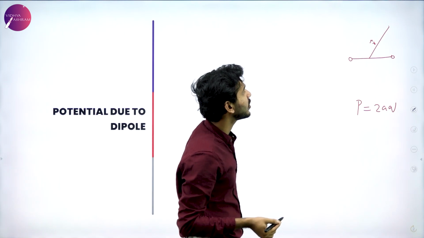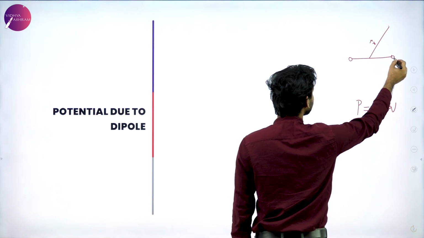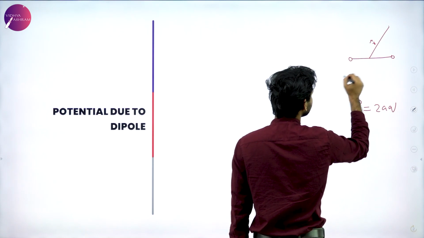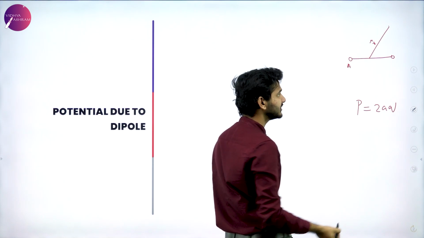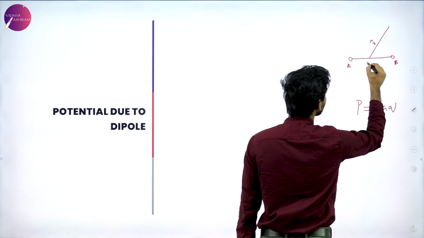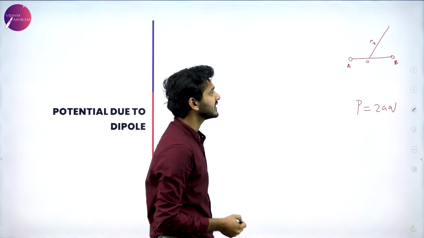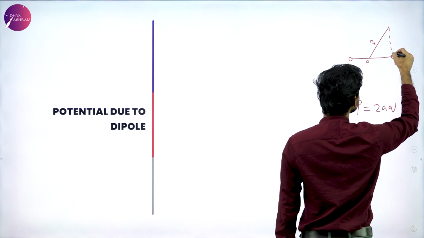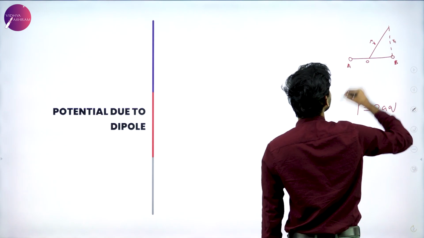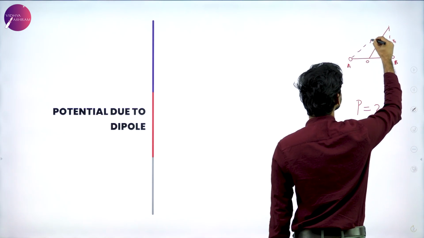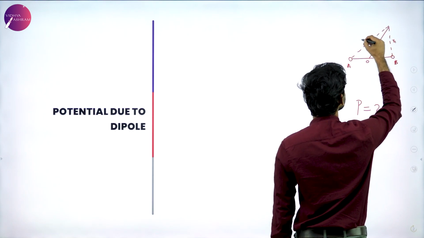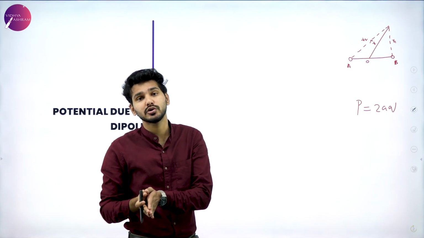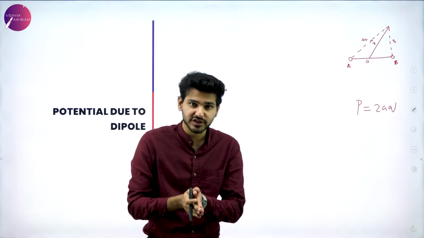For that, we need to know the distance from this particular point to here and this particular point to here. So let's say this is a positive charge. Let's say A is positive, B is negative, and O is the origin point where the center line starts from. Then we can say that this particular distance is R1, and let's say this particular distance is R2.